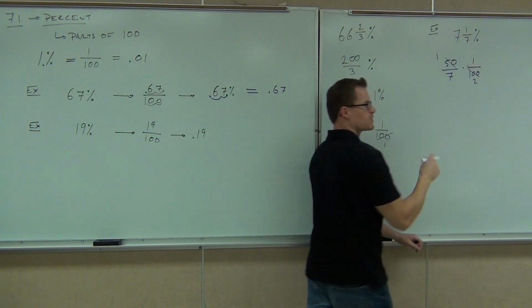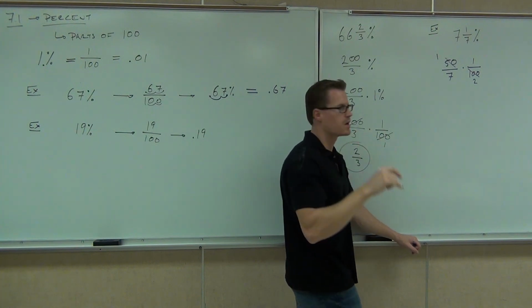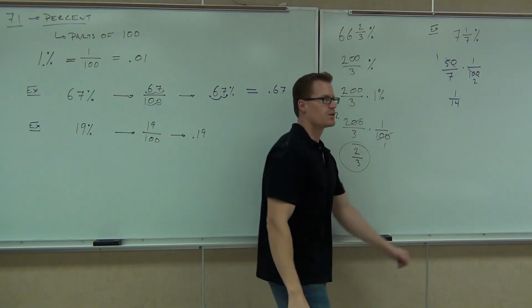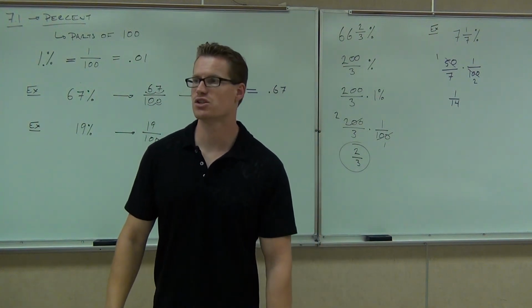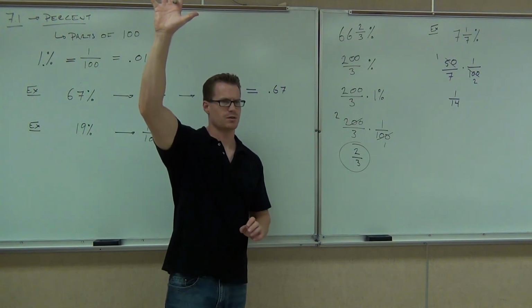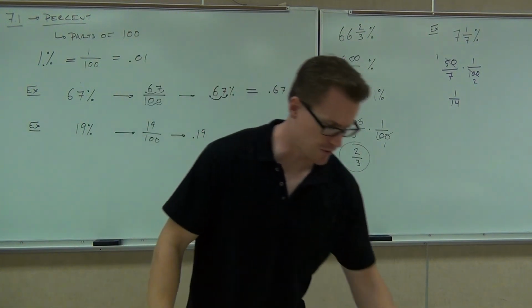50 goes in 50 one time, 50 goes in 100 two times. We're going to get how much? 1 over 14. That's it. 7 and 1/7 percent is the same thing as a fraction, 1 14th. Some people got 1 14th. Good for you, that's fantastic. Very good.